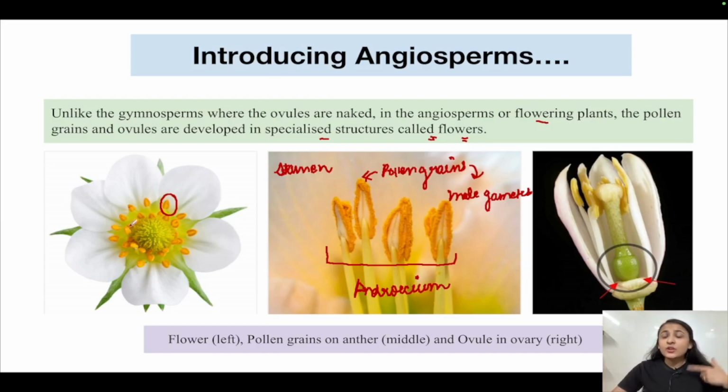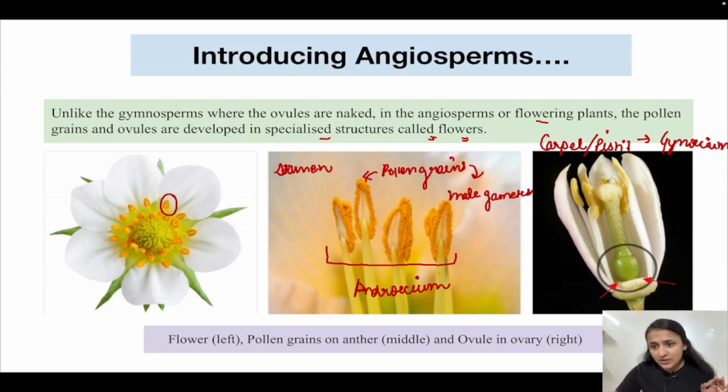Now, similarly, the female reproductive organ is the carpel. It is also known as a pistil. If a group of carpels or pistils is present, it is known as gynoecium. If it is present in a single number, then also it is called gynoecium. But if it is present in more than one number, that whorl, that group is also referred to as the gynoecium. Now, let us look at the view of a single carpel or pistil.